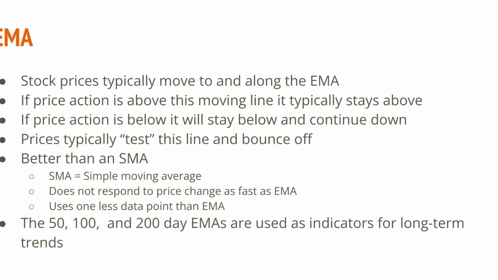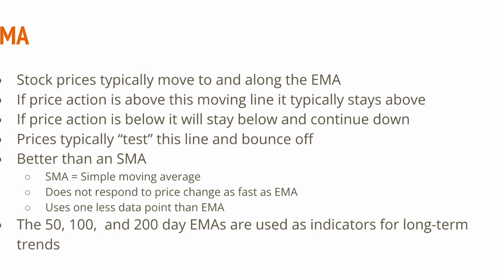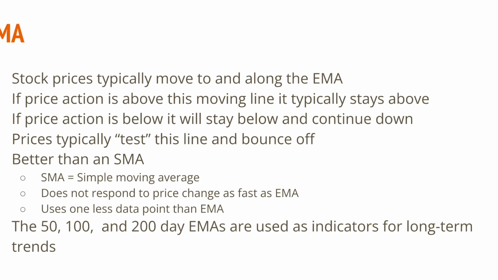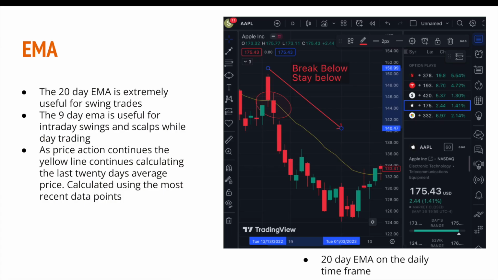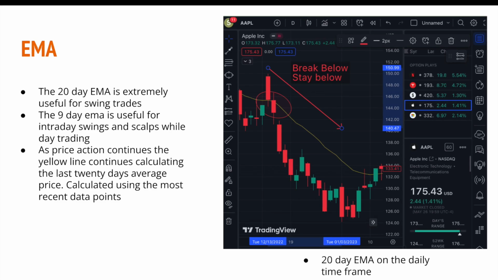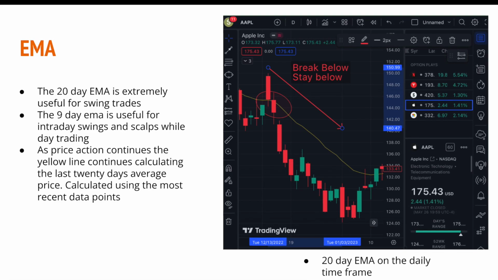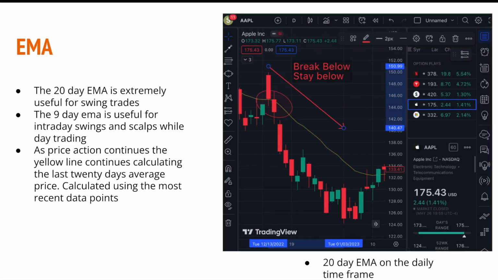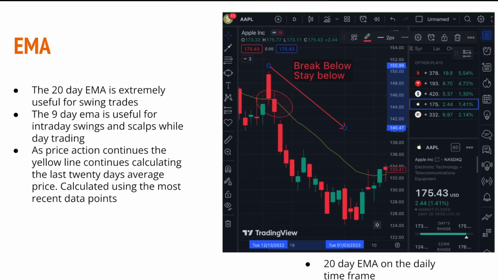The 50, the 100, and the 200 MAs or EMAs are used as indicators for longer term trends, while the 20 MA and the 9 are for shorter term. The 20-day EMA is extremely useful for swing trades, and the 9 EMA is useful for intraday swings, and you can also use the 9 MA and the 20 MA and calibrate it to the 5-minute time frames when you're trading intraday as well.